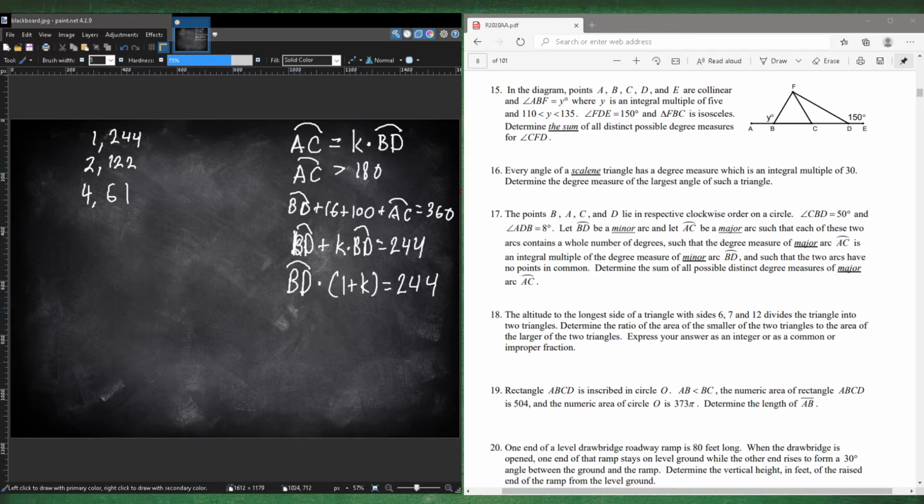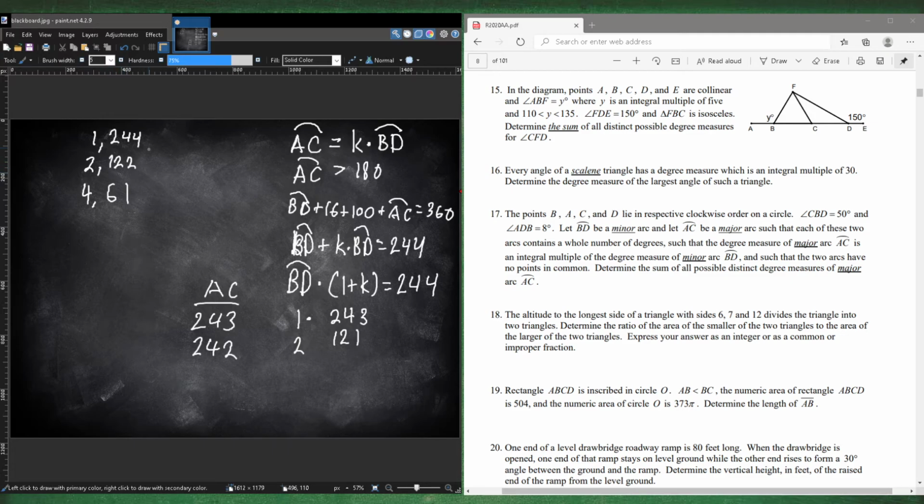So if BD is equal to 1, that means 1 plus K has to equal 244, which means K has to be 243. So is that possible? Well, 243 times 1 is our AC, which is 243. Okay, so we just have to keep track of AC right here. And then if BD is now 244, that means 1 plus K has to be 1. That means K is 0, which is not possible because K can't be 0 since it has to be a scaling factor. And now let's say BD is 2. That means 1 plus K is 122, so K is 121. So K times BD, so 2 times 121, which is 242. And that's AC, and it's greater than 180, so we know that works.